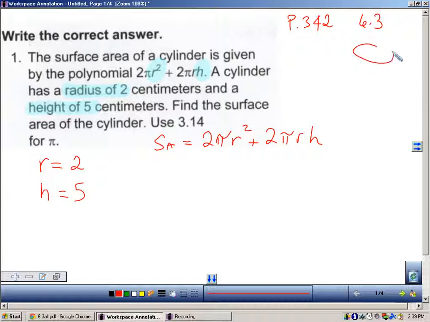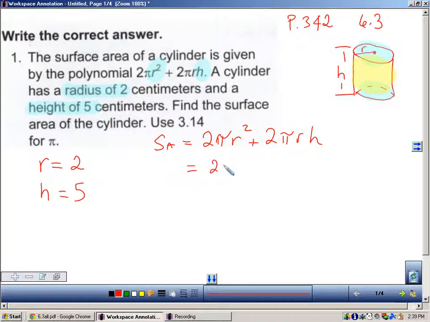So if I were to draw a cylinder, not perfect, but it doesn't have to be. That would be a radius, and that would be the height. And so what we're looking for is the amount of surface area this can has. And it looks like a soda pop can. So we've got 2 circles, and then the surface area around the object, okay? So, with that said, let's substitute and find that surface area.